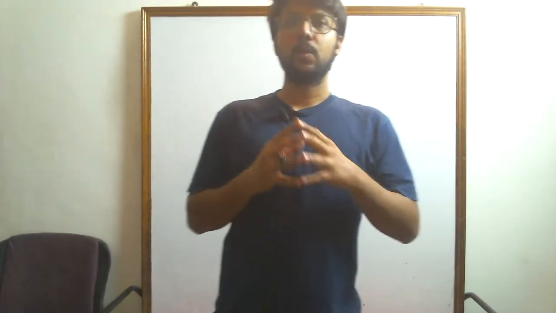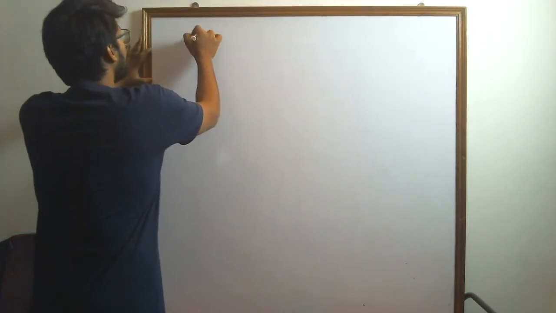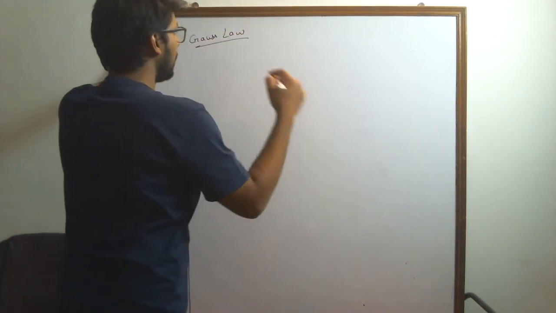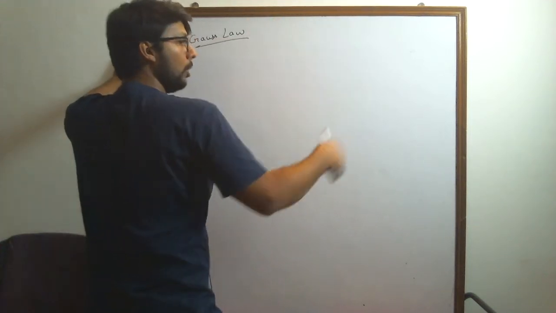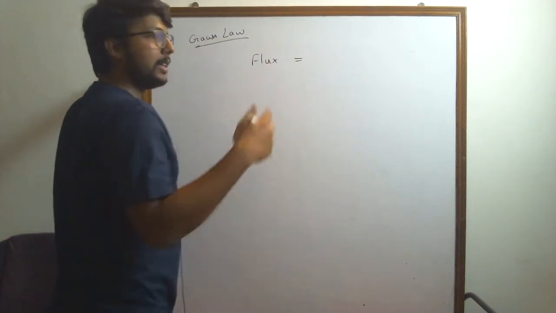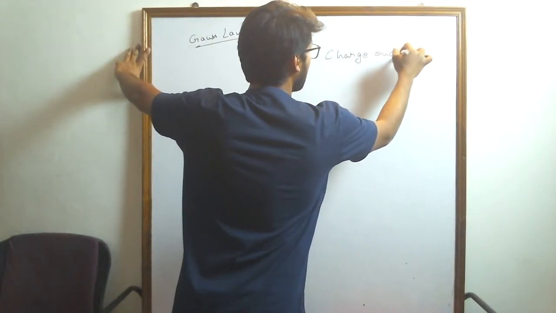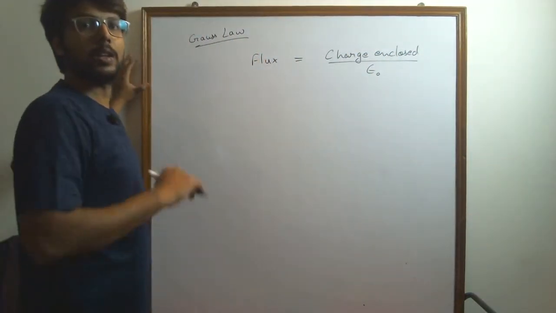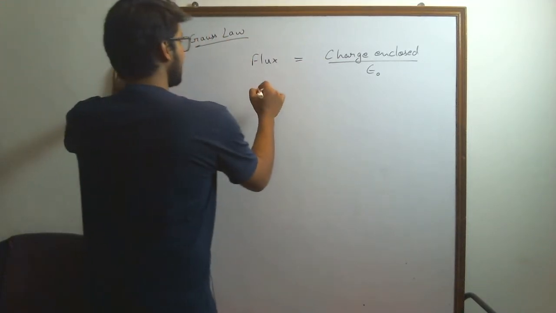So first things first, we'll be discussing what Gauss's law is very quickly so that you understand how we'll be using it today. Gauss's law simply says that the flux passing through a given area is equal to the charge enclosed by that area upon epsilon. I'm not going into the details of Gauss's law right now. I just want to discuss what this is.